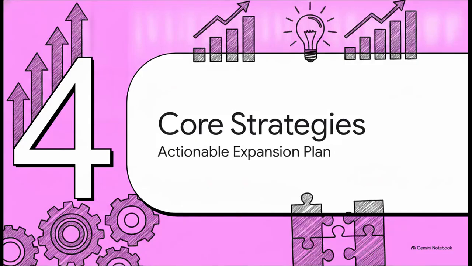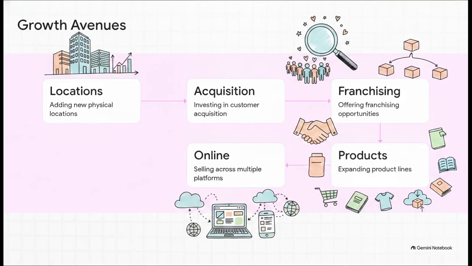Let's dive into Section 4, Core Business Growth Strategies. So, a growth strategy is your specific, quantifiable plan to hit those targeted numbers. We're talking about things like a projected 20% bump in yearly revenue. To get there, your actionable mechanics might involve aggressive customer acquisition, or maybe launching franchise opportunities, spinning up totally new product lines, or even just dominating online platforms across the globe.